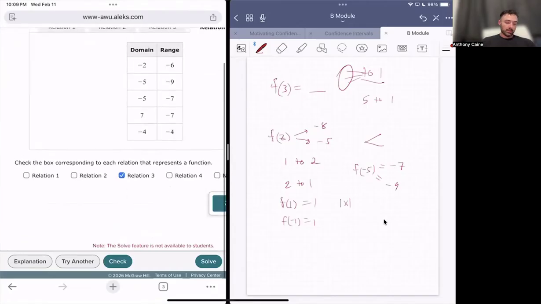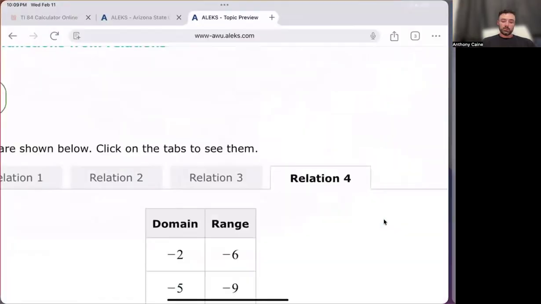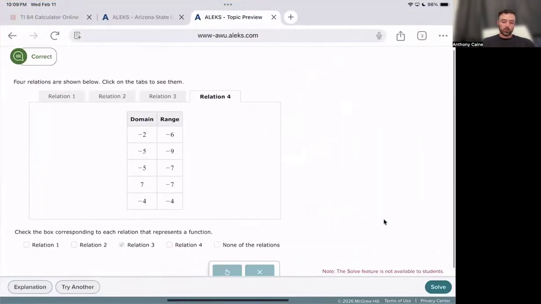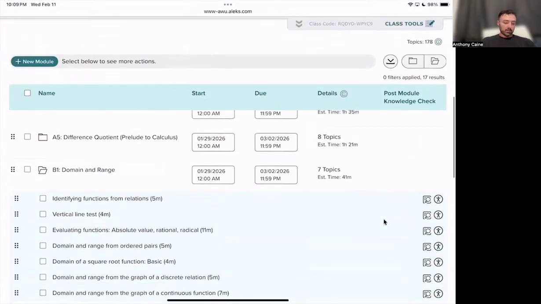And I guess that's it for that kind of thing. So go ahead and check, get the green check mark going. There it is, correct. Okay, cool. So that's one type of question that we'll see. What else is on the domain thing?